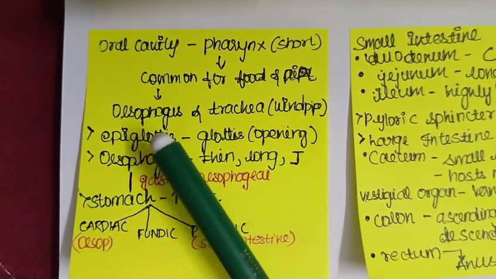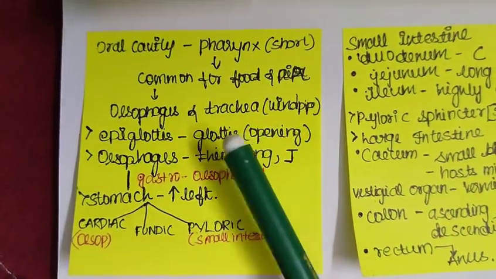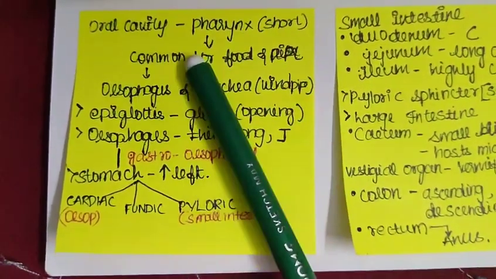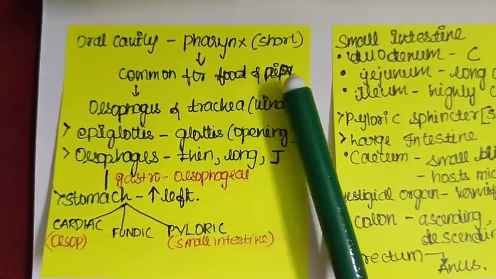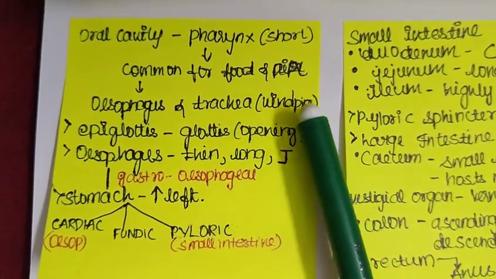From the pharynx it will open into the esophagus and trachea. Trachea is a windpipe. Pharynx is common for both food and wind, and trachea is specific for wind.